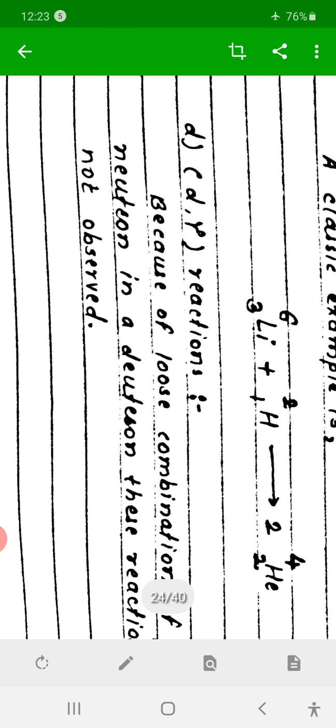Here lithium 36 bombarded by H12, that is deuteron, gives 2 nuclei of helium, that is He24. Then D gamma reactions: because of the loose combination of protons and neutrons in deuteron, such reactions are not observed, that is, D gamma reactions are not practically observed.